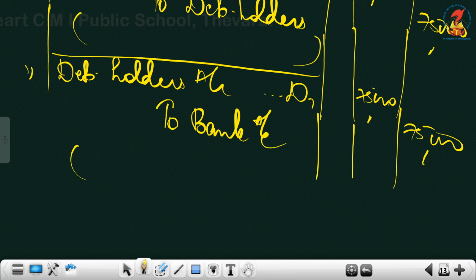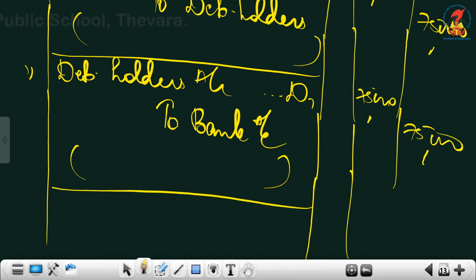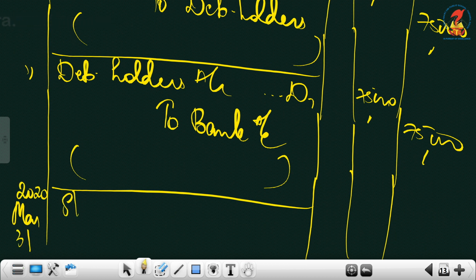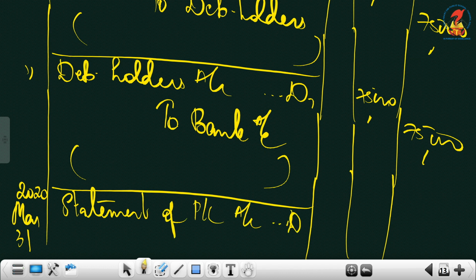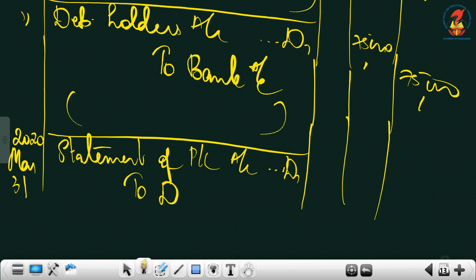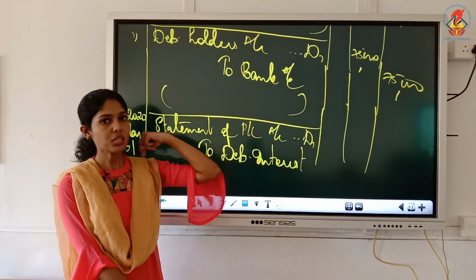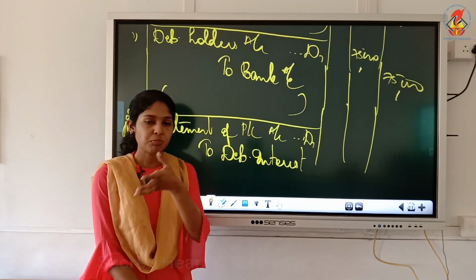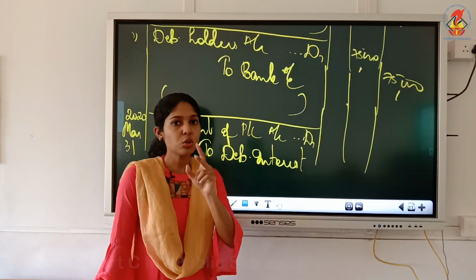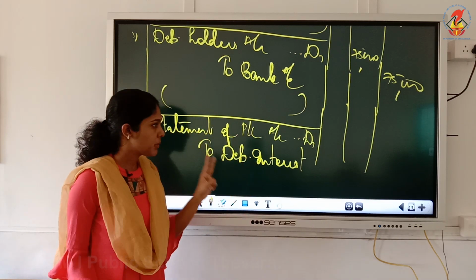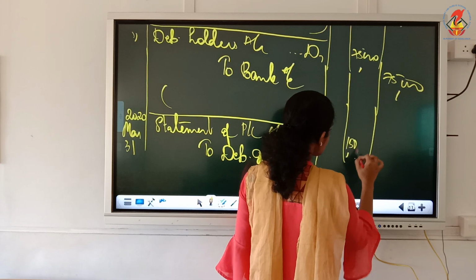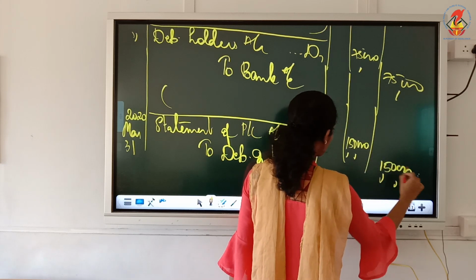Okay. Next we'll close that debenture interest, and that date is also March 31st, 2020. The closing entry is always written at the end of the year. Statement of P&L, debtor, to debenture interest. Now how much are we going to write for debenture interest? Is it simply 75,000? No. For two half yearly payments, that means 2 times in a year you have paid 75,000. That means altogether the debenture interest is actually 1,50,000. When you close, you have to write the total.